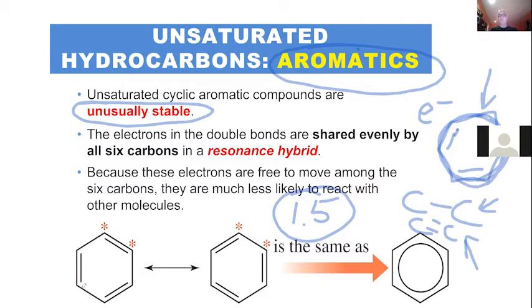They're free to move along the extra 6 carbons, and they're therefore less likely to react with other molecules, because in order to react with something, you need to have those electrons in one place and then manipulate them. These are in constant motion around the ring. And so it's hard for some other compound to come in, grab them, manipulate them, and do a reaction. And so these cyclic compounds are really, really stable.